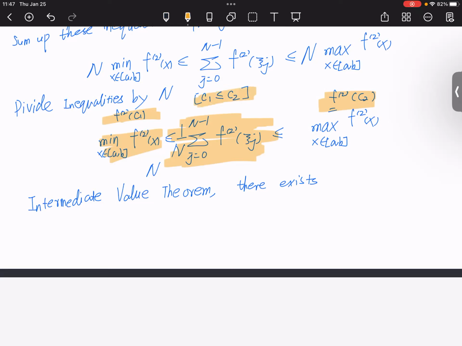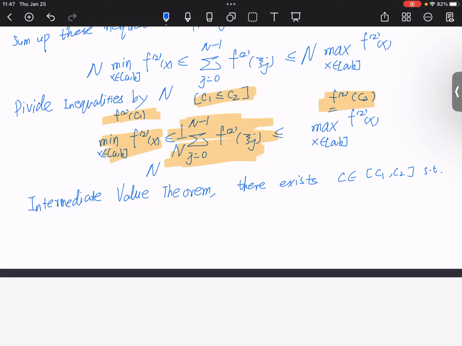But without loss of generality, we can write it in this way. We assume that C1 is the smaller one, and then we can write it into the interval. There is this C on the interval C1, C2, such that this one is just one value between the F second derivative evaluated at C1 and the second derivative evaluated at C2.